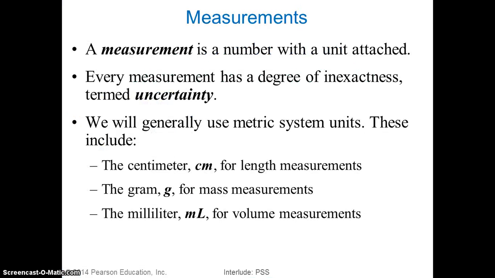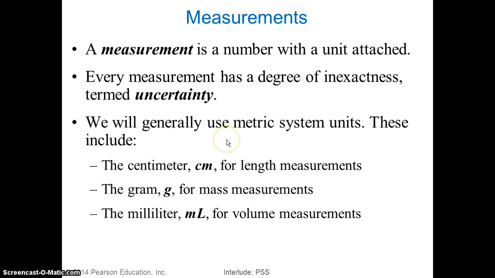So let's start with measurement. Measurement is a number with a unit attached. For example, 5 centimeters. 5 is a number and centimeter is a unit. Each measurement has some inexact numbers, or uncertainty. That uncertainty comes from the type of equipment that we use for measurement or from human error.